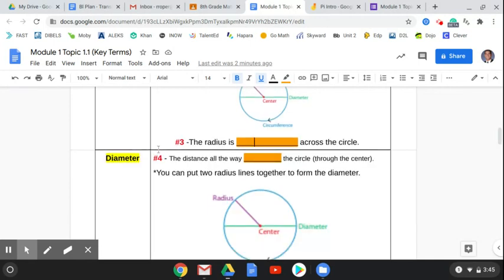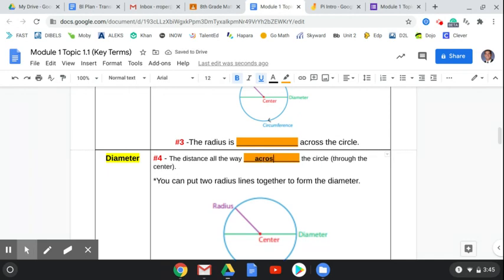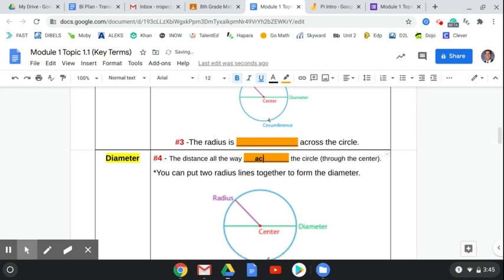Third key term is the diameter. The diameter of a circle is the distance all the way across the circle. So if the radius is halfway across the circle, the diameter is all the way across the circle. Here's the key point though, it must go through the center. So all the way across the circle, but through the center.